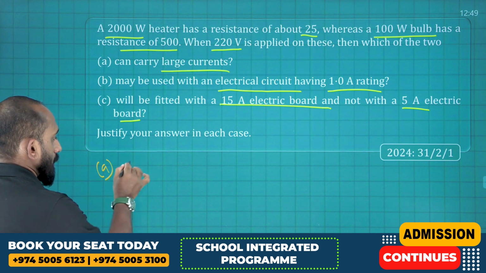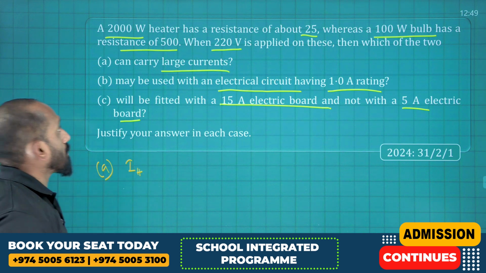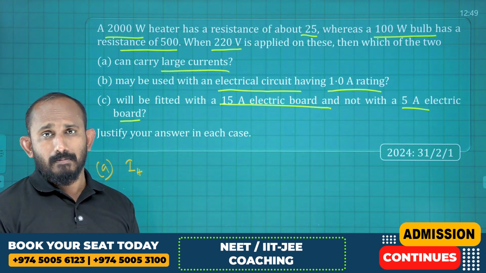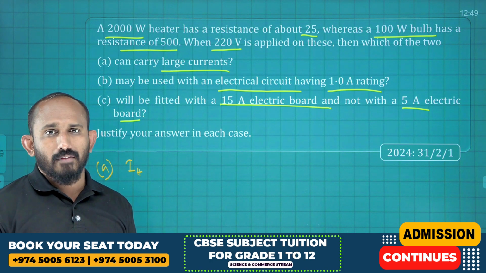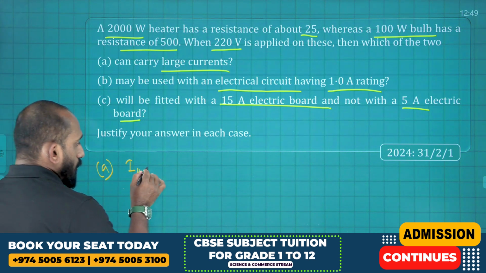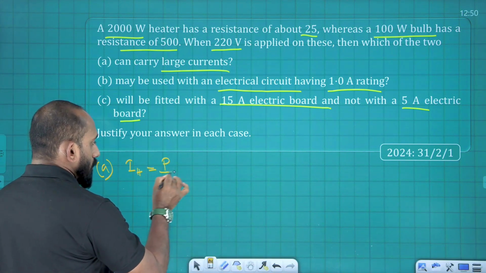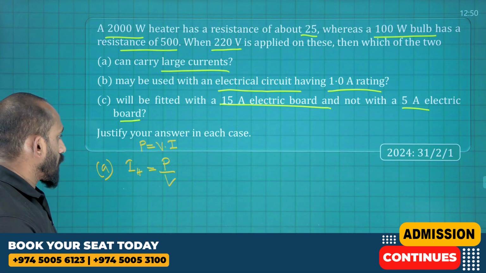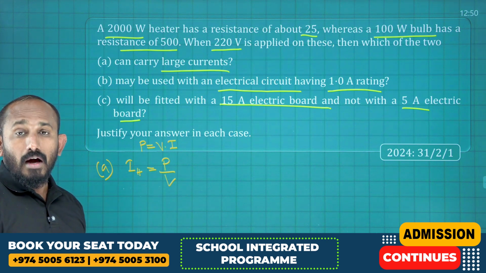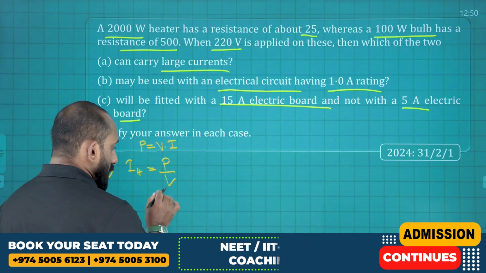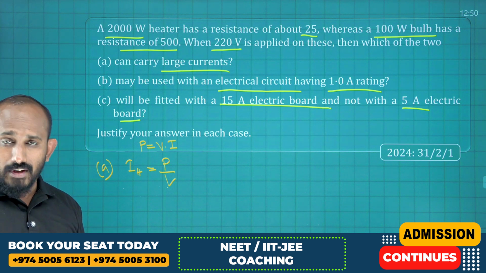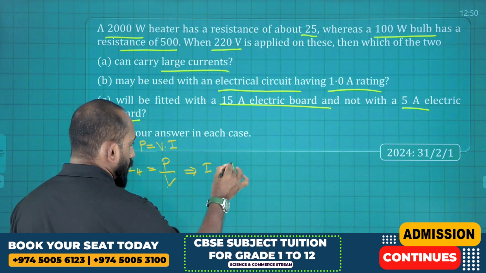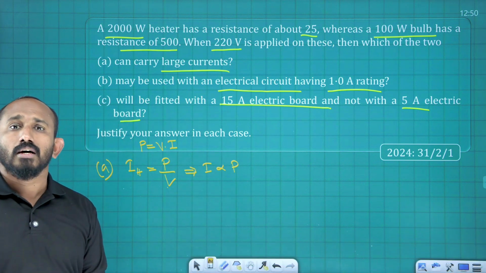Option A, current through heater. So we have power given 2000 watts and voltage given 220 volt. Then from there directly current you can find. What is it? IH is equal to power by voltage because we have power P is equal to V into I. So I is equal to P by V. Since V is constant, we have I is proportional to P.